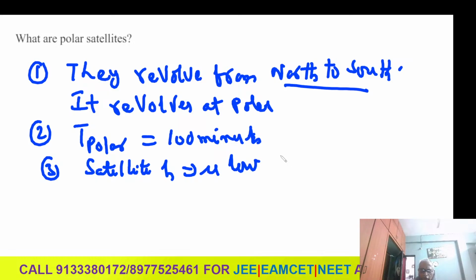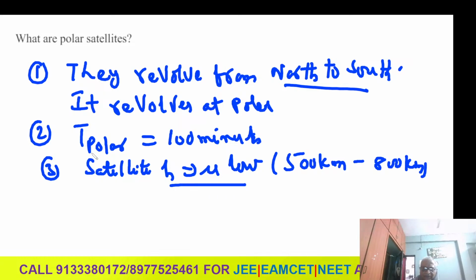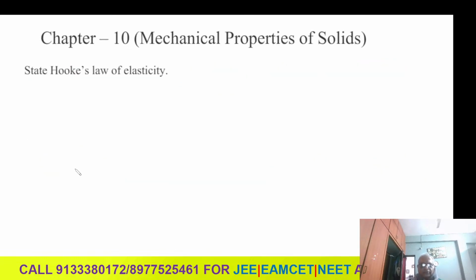That is about 500 kilometers to 800 kilometers. If you write low height, it is enough actually. Polar, if you remember, you can. But the main point is north to south. So that is called a polar satellite. So that is regarding gravitation.